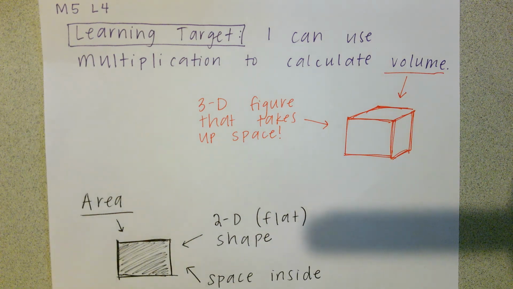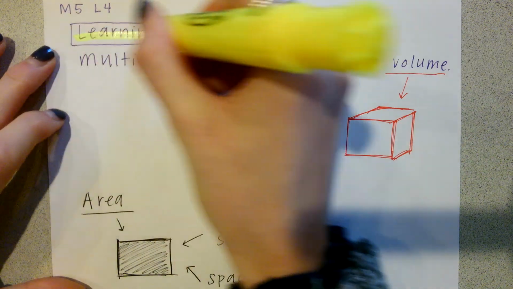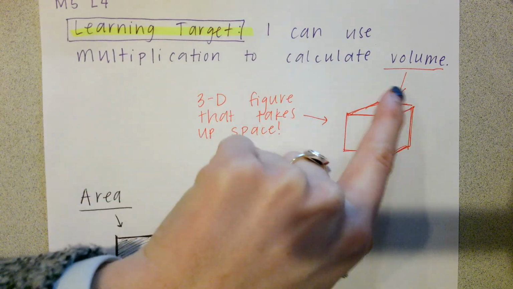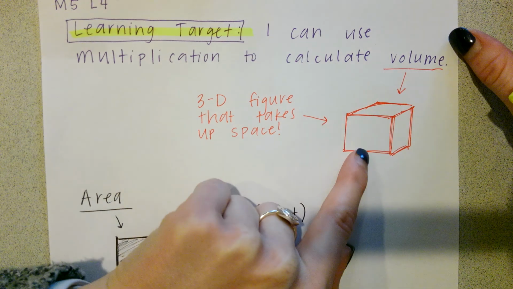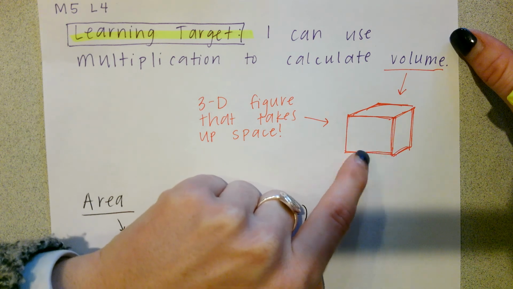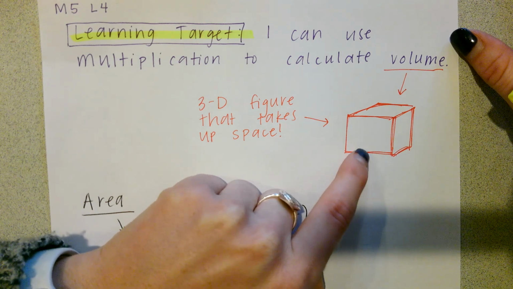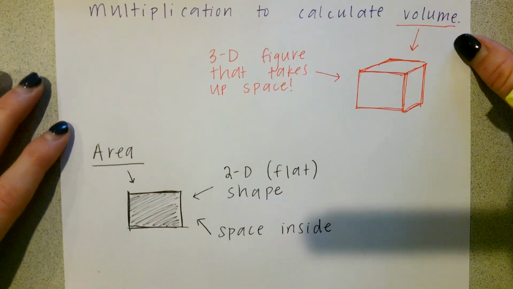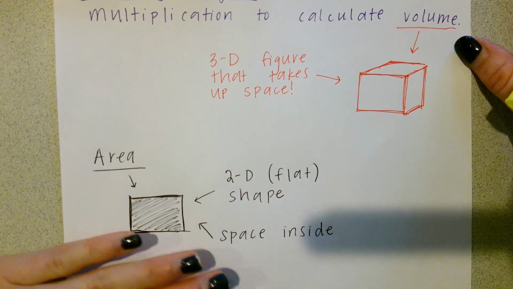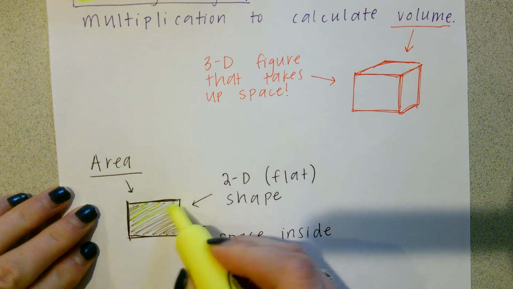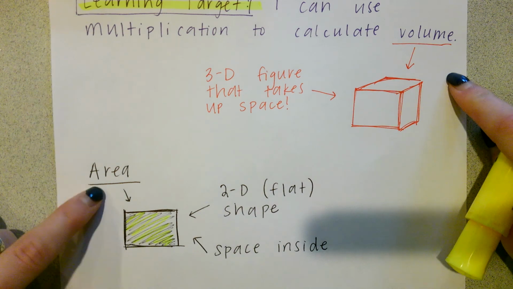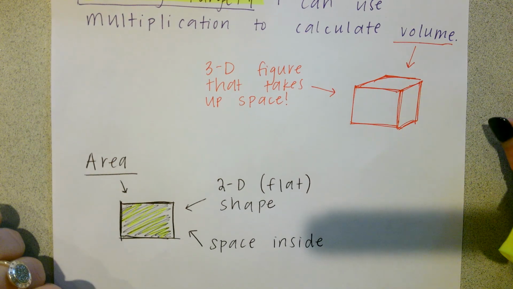So for our new lesson for today, our learning target is that we're going to be able to use multiplication to calculate volume. And this is just a reminder that volume is those 3D cubes or anything that takes up space. So we built with those cubes last week in class. And so anything that we can put cubes inside of takes up volume. Another reminder is that area is anything that is a 2D shape or anything that is flat. And then for area, we want to find the space inside that flat object. So volume is 3D, it takes up space. And area is the space just inside that flat shape.